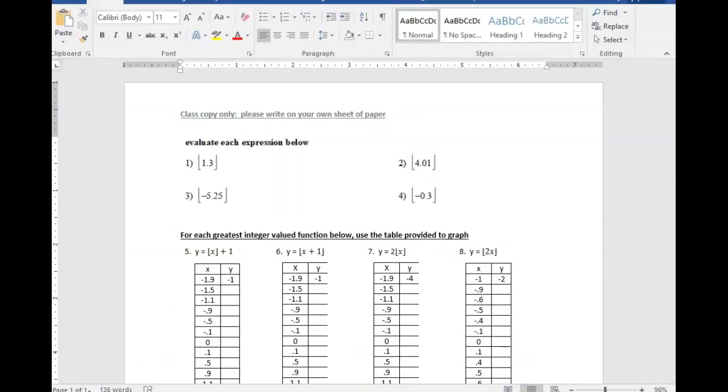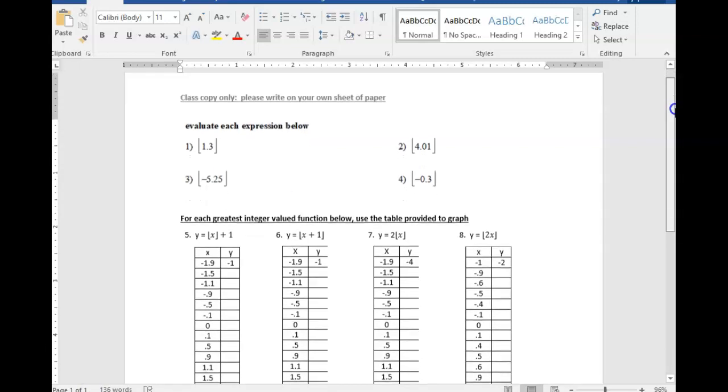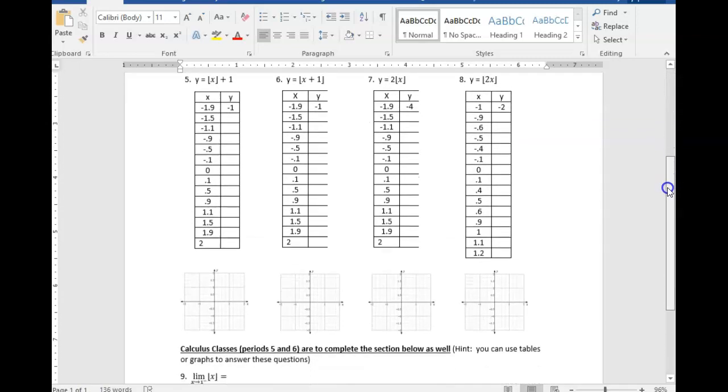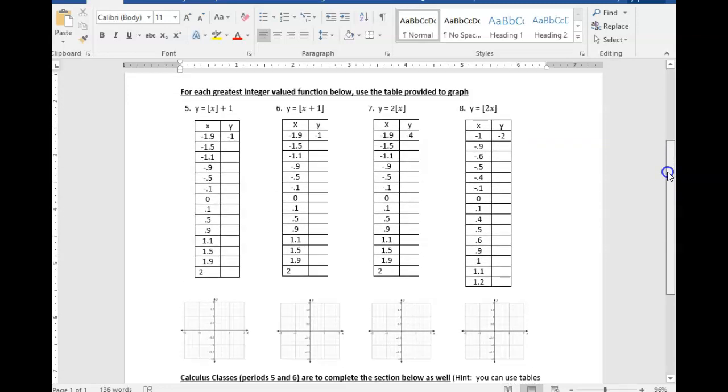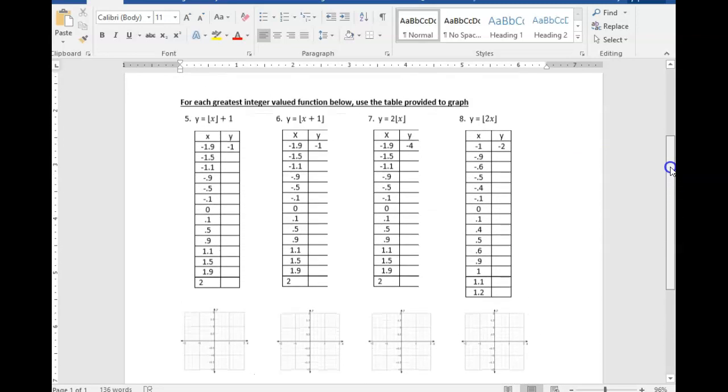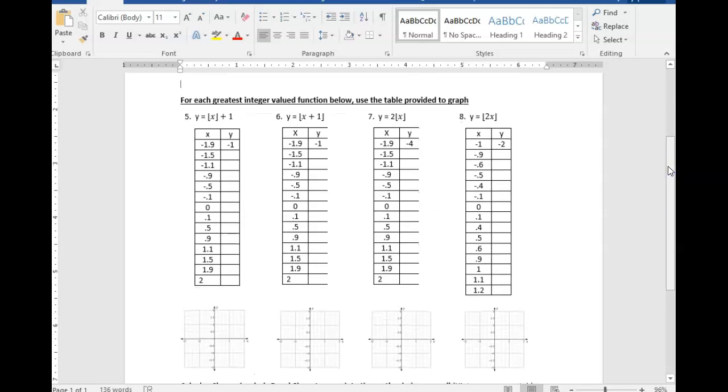Okay, so here's your guys' worksheet. What I'm going to do is I'm going to do one of these problems for you guys. I'm going to do number 8, okay? And then after that, you guys can do 5 through 7, right? Here we go. So y is equal to the greatest integer value of 2x.